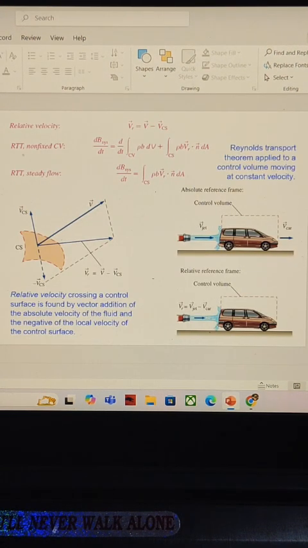This slide explains the application of the Reynolds transport theorem, RTT, to a control volume moving at a constant velocity. RTT is a fundamental principle in fluid mechanics that relates the rate of change of a property in the system to its behavior within a control volume. First, we observe relative velocity, which is the difference between the absolute velocity of the fluid V and the velocity of the control surface V CS. This relative velocity determines how the fluid interacts with the moving control volume.